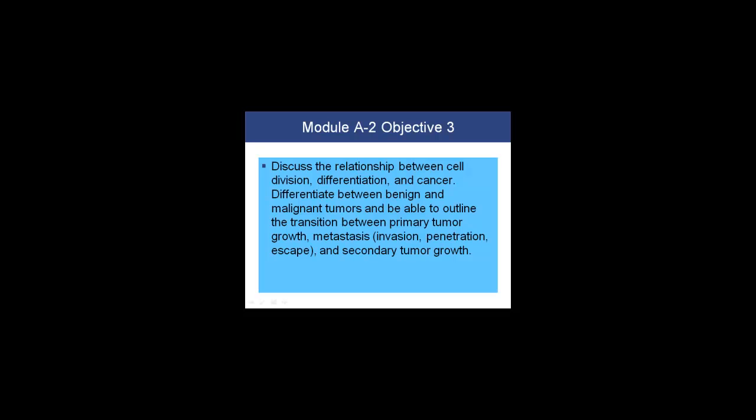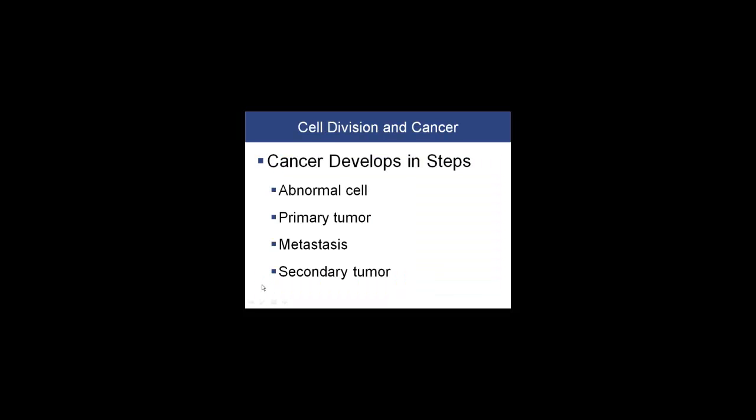In Objective 3, we're going to look at the relationship between cell division, cell differentiation, and cancer. Since we will breach the topic of cancer, we're going to define benign versus malignant, as well as the formation of cancer and the progression of cancer. Cancer develops in stages.